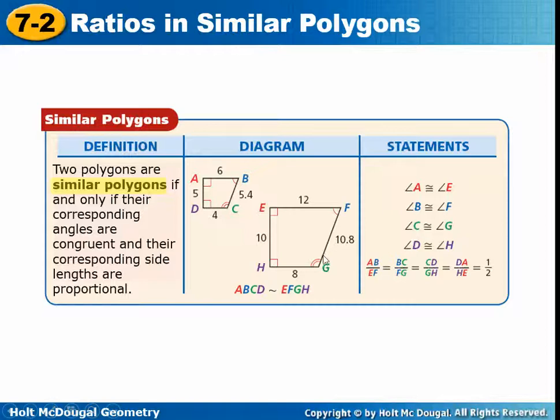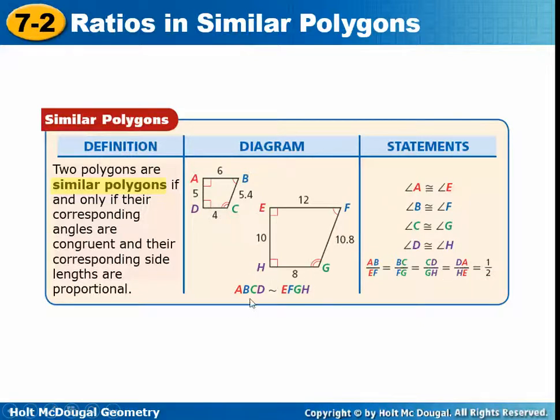Also, their side lengths are proportional. So here's side AB. You're going to use it in a ratio to side EF. So you write AB over EF. Then BC over FG. Then CD over GH. And then the last side is DA over HE. If you plug the numbers in, 6 over 12, 5.4 over 10.8, 4 over 8, and 5 over 10, all of those ratios reduce to the same thing. They all reduce to 1/2. So that means they're all proportional to each other.